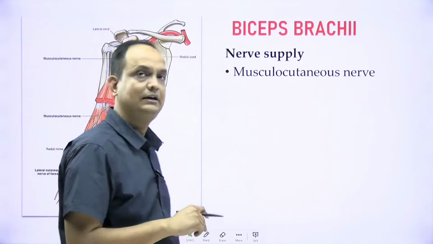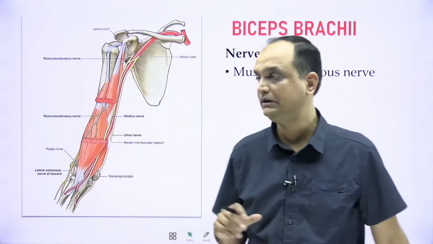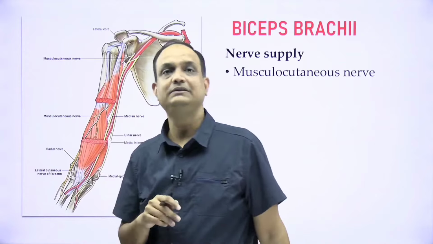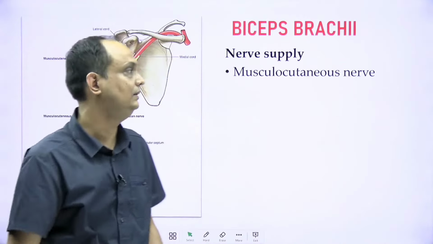Now, it is supplied again by the musculocutaneous nerve, because whenever you have the muscles of the front of the arm, you have only a single nerve.